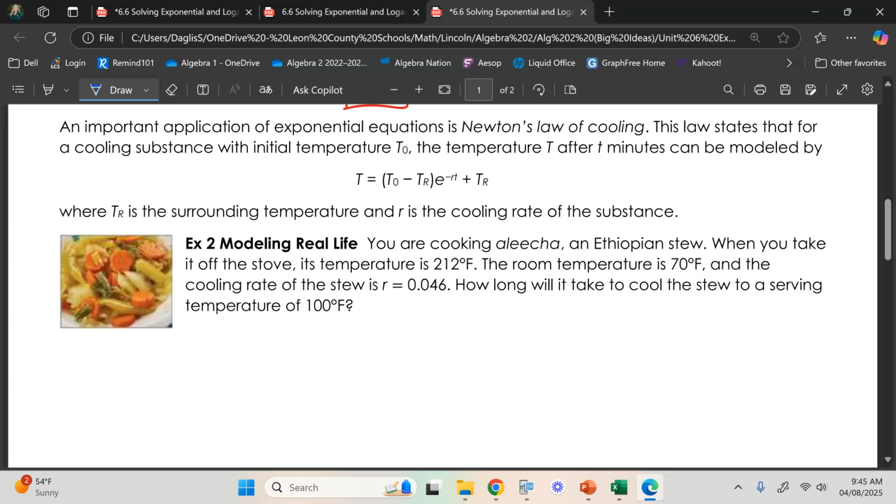All right. An important application of exponential equations is Newton's law of cooling. This law states that for a cooling substance with an initial temperature T sub 0, the temperature big T, after little t minutes, can be modeled by T equals T sub 0 minus TR times e raised to the negative R little t, plus TR. TR is the surrounding temperature and R is the cooling rate of the substance.